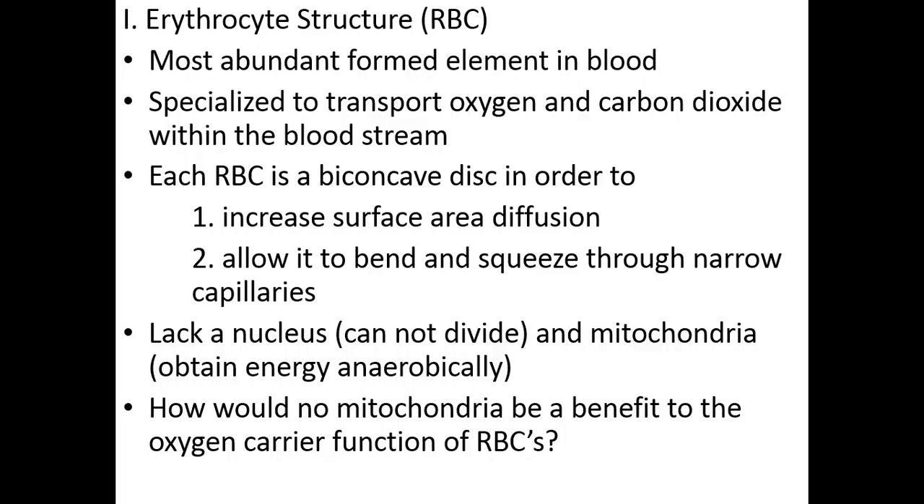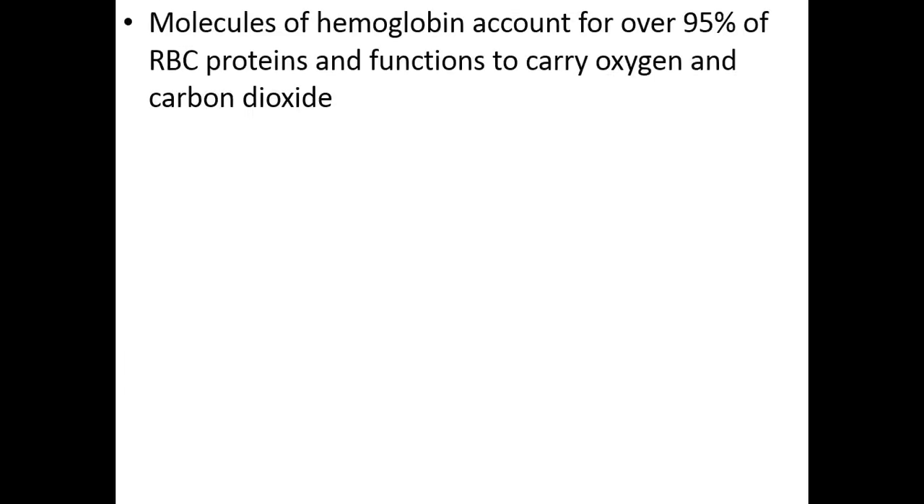If the main function of a red blood cell is to carry oxygen, and they also had mitochondria, the efficiency of their function would be drastically reduced, meaning those mitochondria would use the oxygen they're trying to carry to create ATP. So it would be counterproductive. Therefore, red blood cells lack mitochondria.